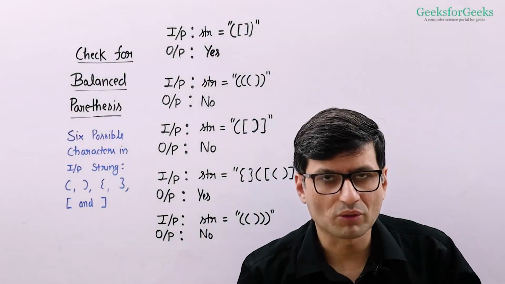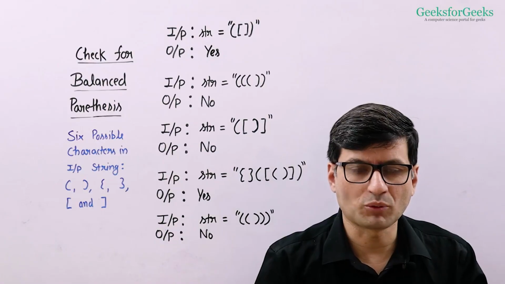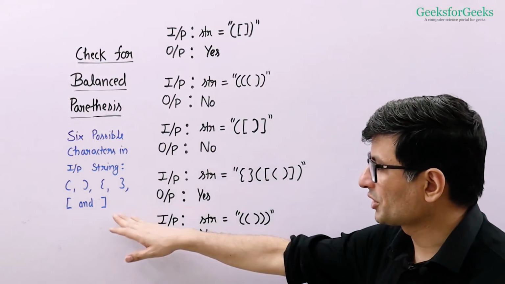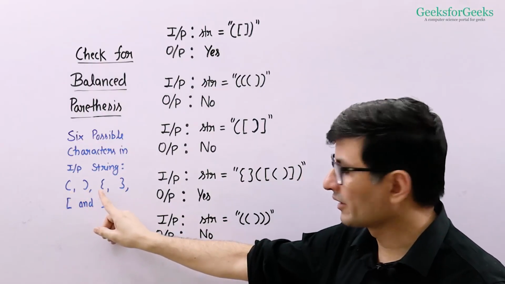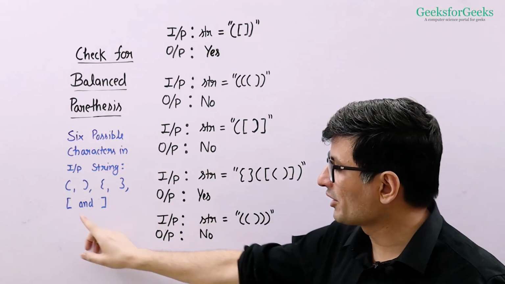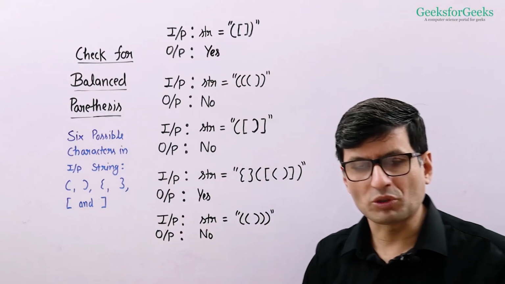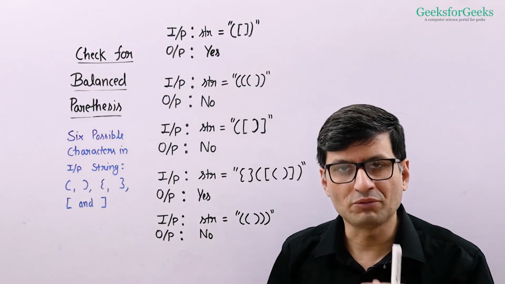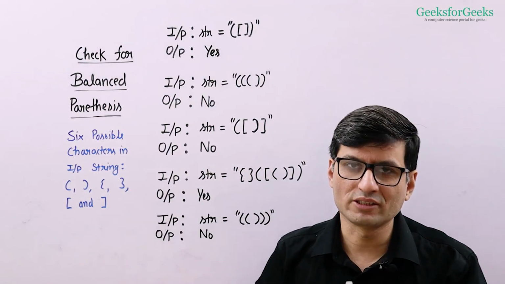Let us talk about this problem. We are given a string and this string contains 6 possible characters. These 6 possible characters are brackets: starting small bracket, closing small bracket, starting curly bracket, closing curly bracket, starting square bracket, closing square bracket. So there are only 6 possible characters in our input string and we need to find out whether this string contains balanced parenthesis or not.